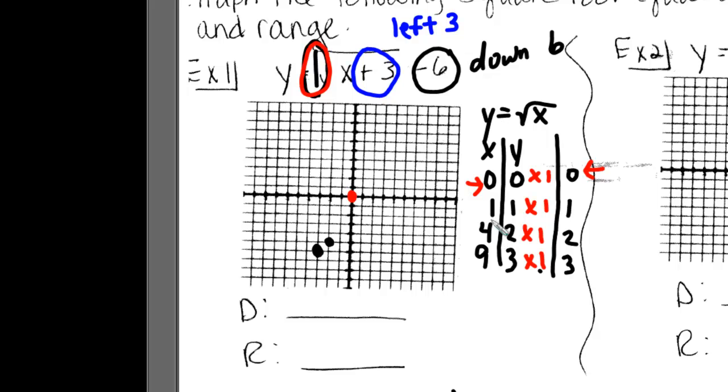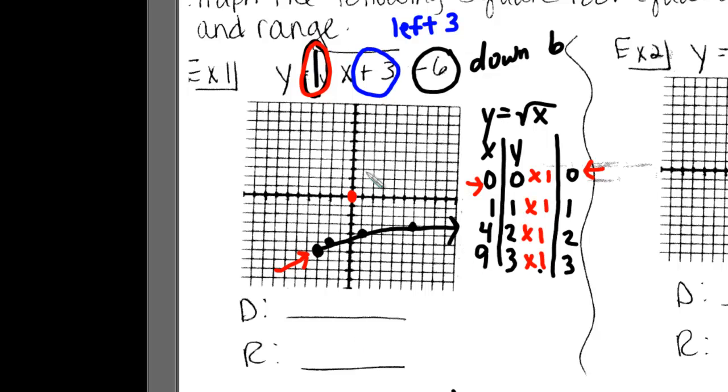Next point. Right 4, starting again from this new point here, 1, 2, 3, 4, up 2. Starting from my new starting point, out 9, up 3. So my graph is now going in this direction.